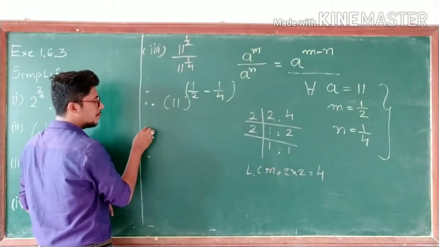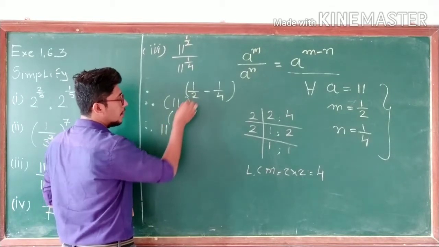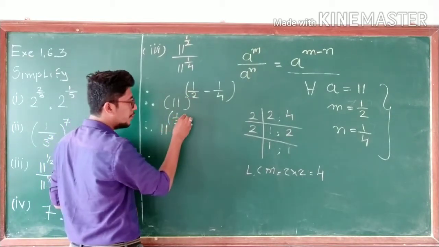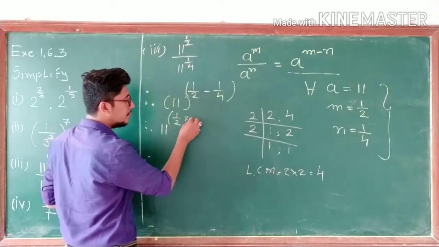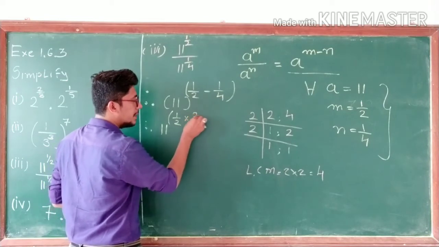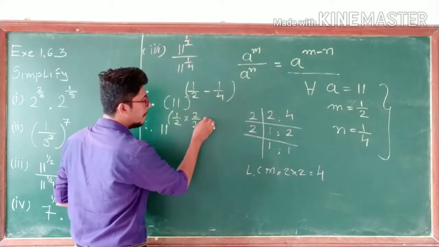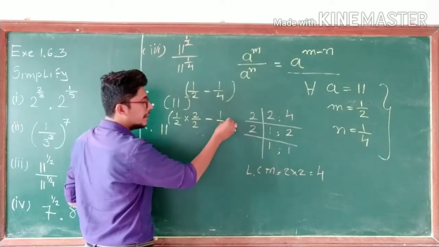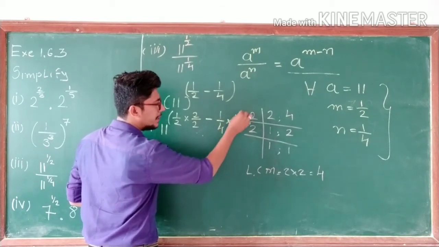So what we have to do? Write 11 as it is, 1 upon 2. Here to convert 2 into 4, we know that we have to multiply it with 2. Since in a denominator we have multiplied with 2, multiply with 2 in the numerator too. Minus 1 upon 4. Here 4 is already there.